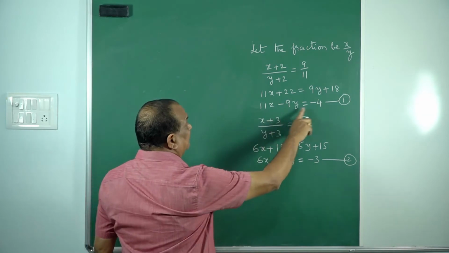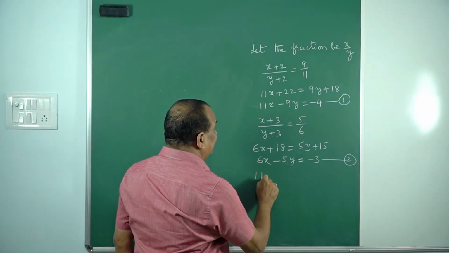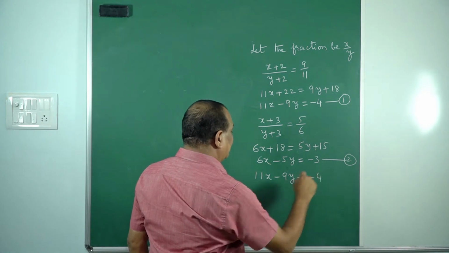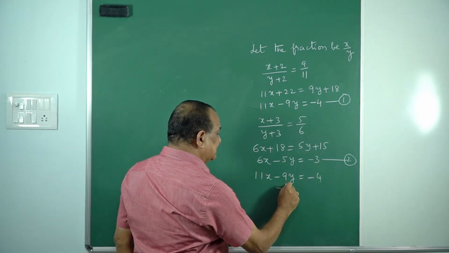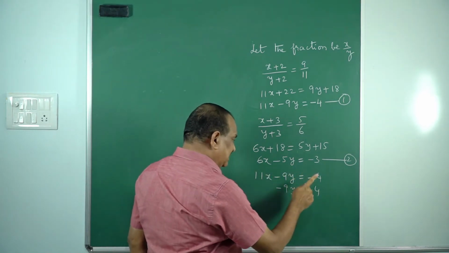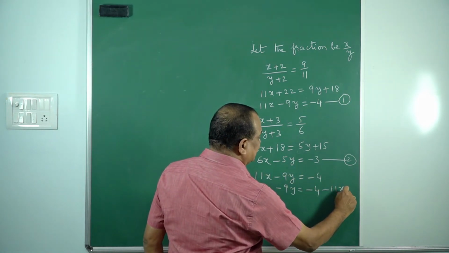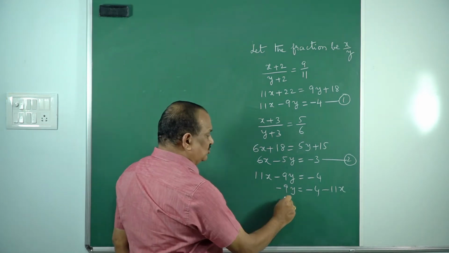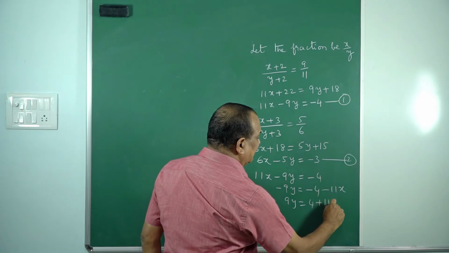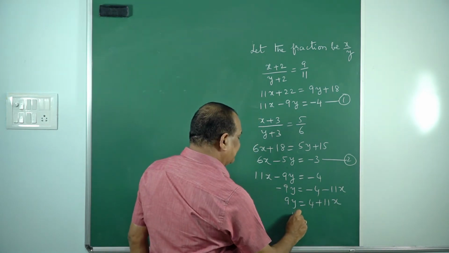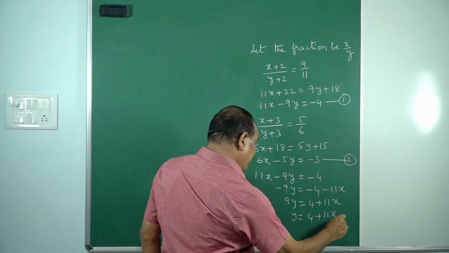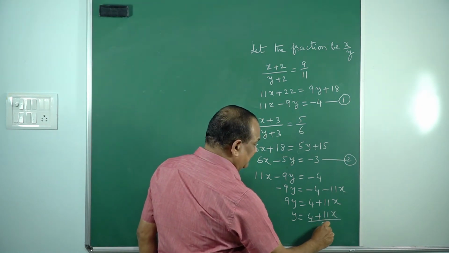So I take my first equation once again, 11x minus 9y is equal to minus 4. This 11x will go that side, minus 11x. Change the sign throughout for convenience. 9y is equal to 4 plus 11x, and hence y is equal to 4 plus 11x by this 9.